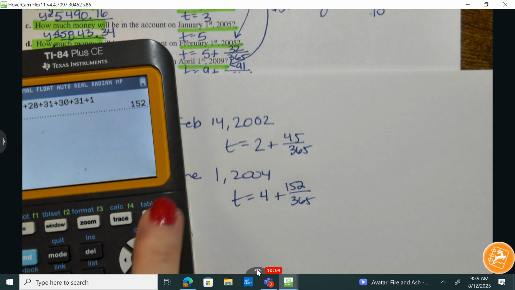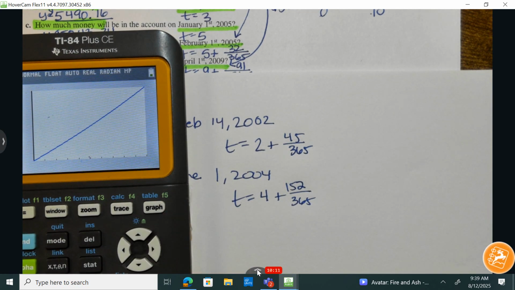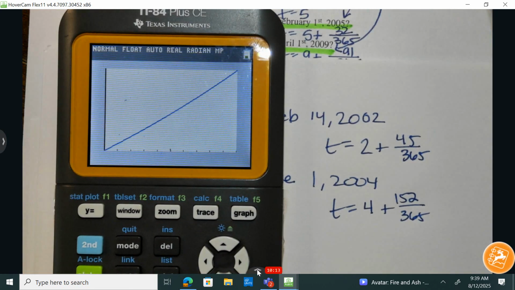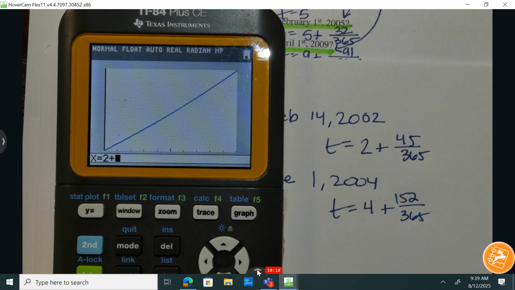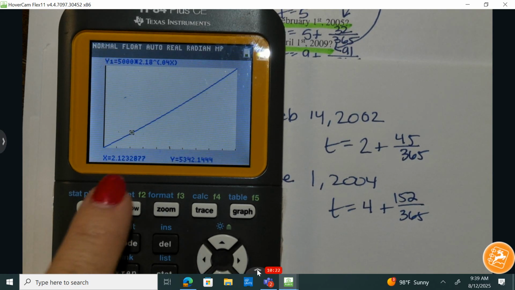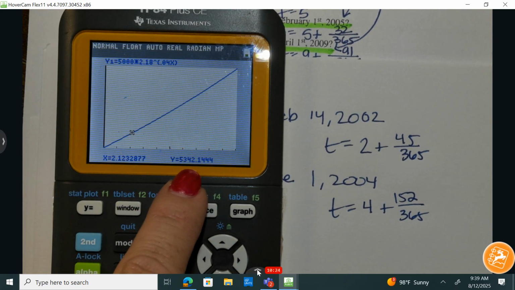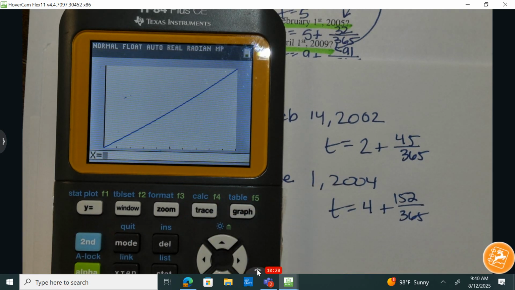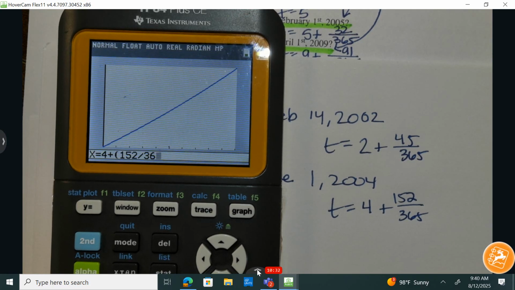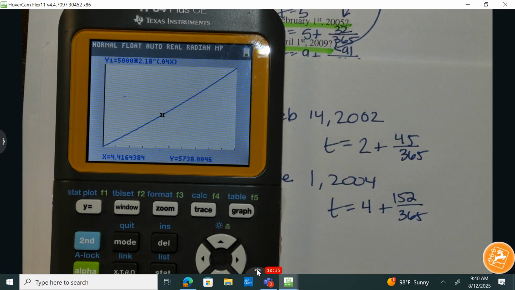Now, what am I doing? I'm using that exact same process. I'm not going to take time to write it down just for the purpose of getting through this, but how would I calculate it? I'm going second calculate value, 2 plus, when I have that fraction, I'm putting it into parentheses. This would be the amount that we can assume would be in the account on February 14th, 2002, and likewise on June 1st, 2004, we can assume that there would be $5,738 in the account.